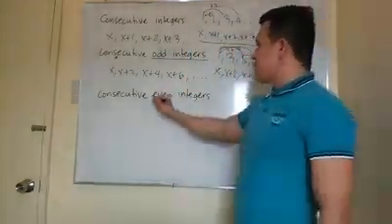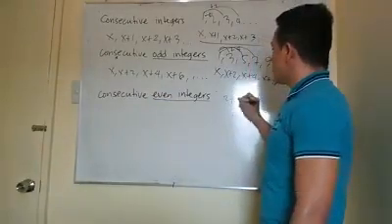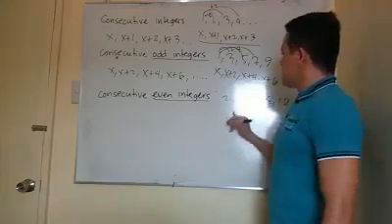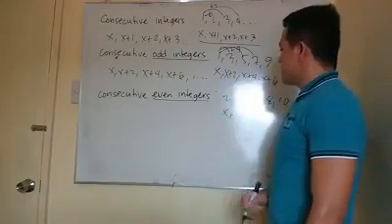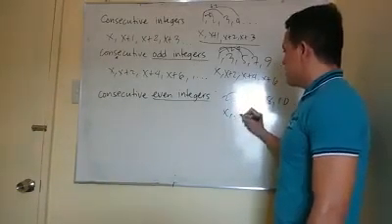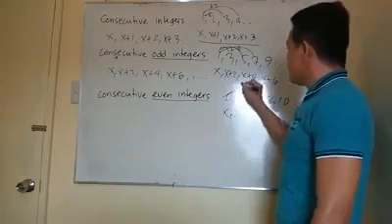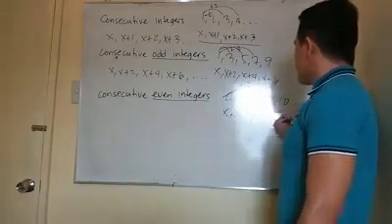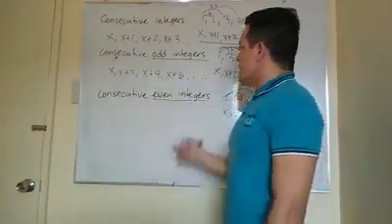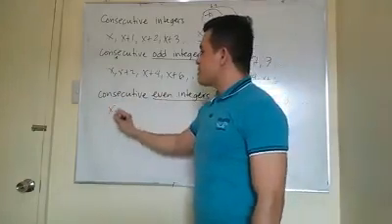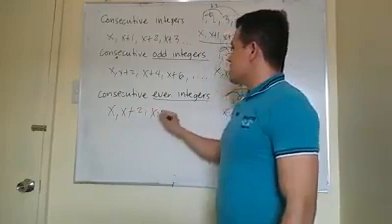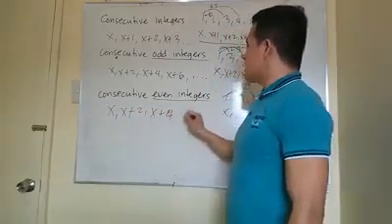Next one, consecutive even integers. Even integers, we have 2, 4, 6, 8, 10, and so on. So, shall we say our x is 2, which is the first even integer. The next one, in 4, we just added 2, so we just have x plus 2. And the next one would be, we just added 4, so we have x plus 4, and so on. Actually, consecutive odd integers and consecutive even integers are just the same. We're going to represent the first even integer as x. The next integer would be x plus 2. The next integer would be x plus 4, and so on.